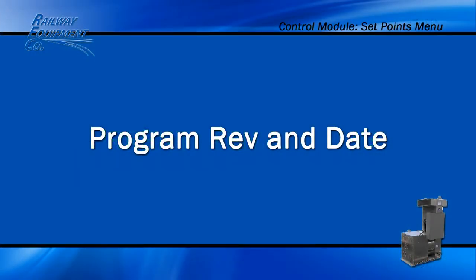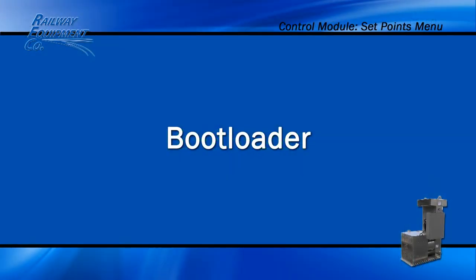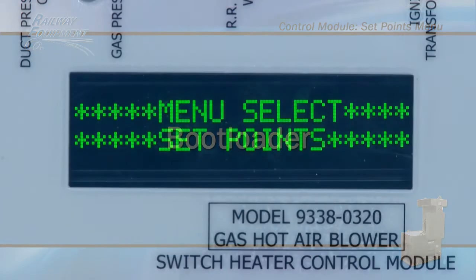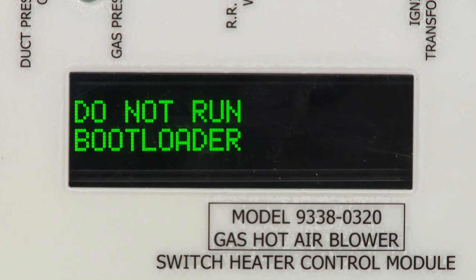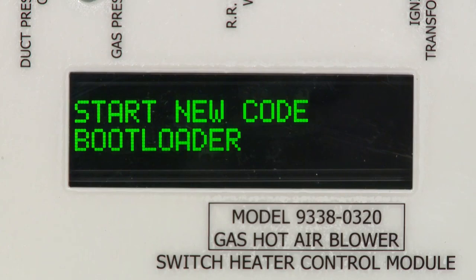The program Rev and Date displays the revision number and the date it was compiled. The bootloader menu item refers to the code running the program. The options are Do Not Run Bootloader, which blocks it from running, Start Factory Default Bootloader, which runs the factory bootloader, and Start New Code, which downloads and runs the new code from the SD chip.